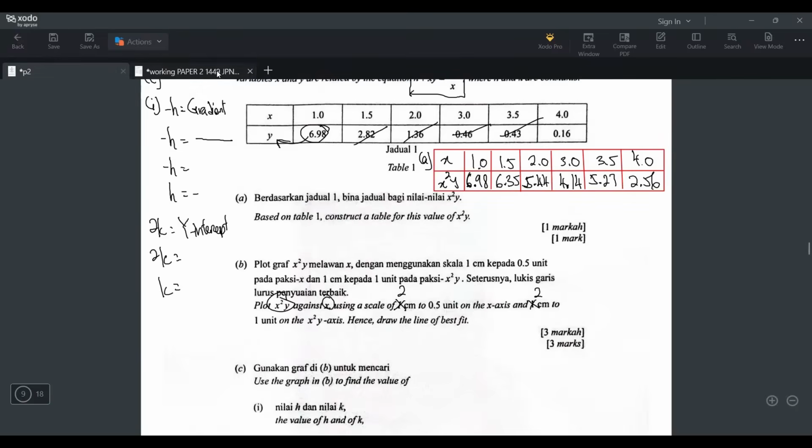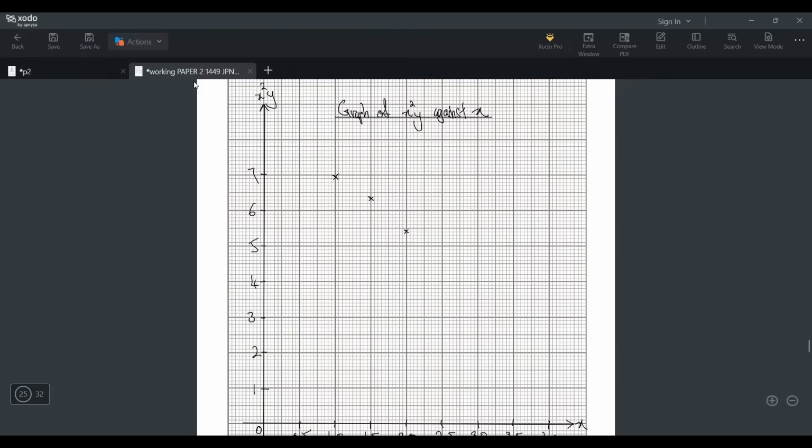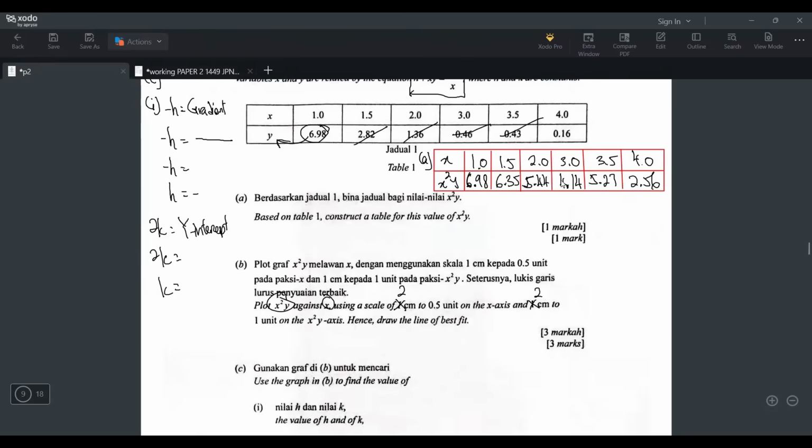2.0, 5.44. Let's go. 2.0, 5.44. Okay, 2.0 is here. 5.44, okay, 5 naik 4 kotak is 5.4, and then naik sikit. Yeah, 5.4 naik sikit. Okay. Alright, done. Next. 3.0, 4.14.